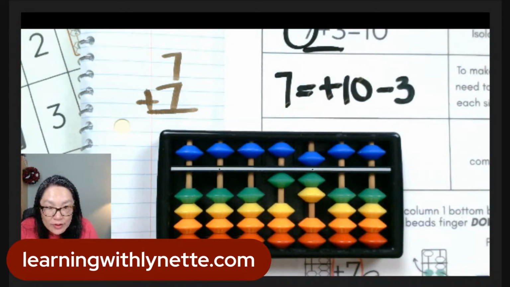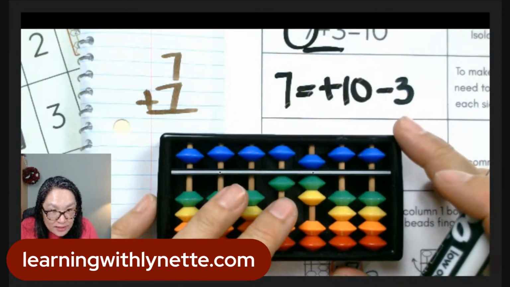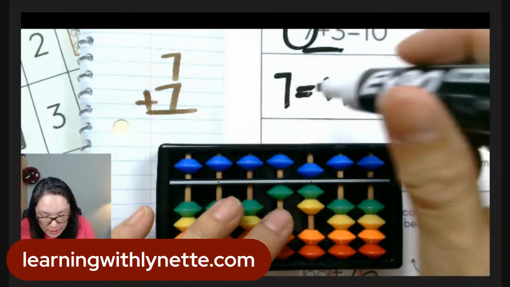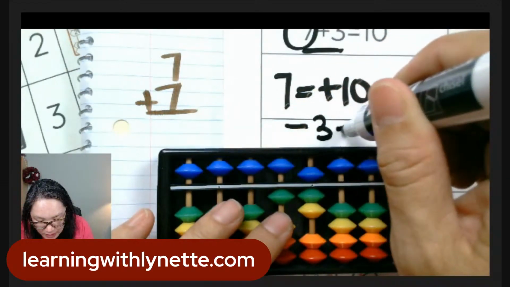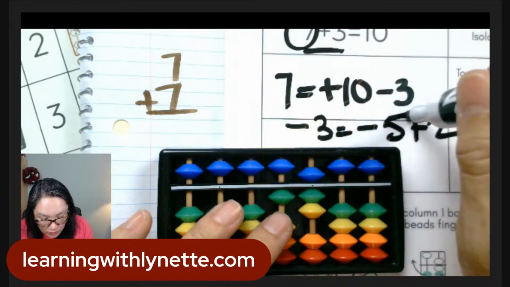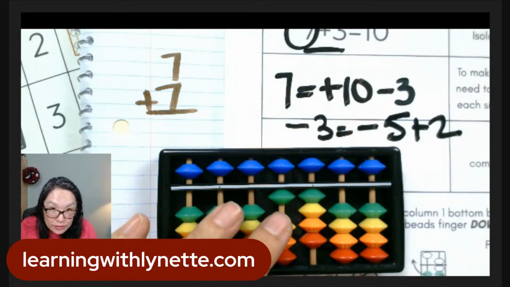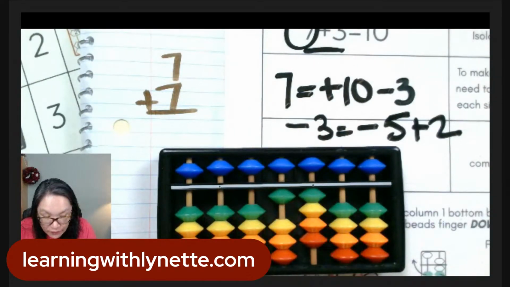Do we remember the equation to minus the 3? Yes, Mike. It's minus the 3 equals minus the 5 plus the 2, right? So we're going to take away the 5 and we're going to add the 2. So my final answer is 14. Thank you, Michael. Thank you, Mike.